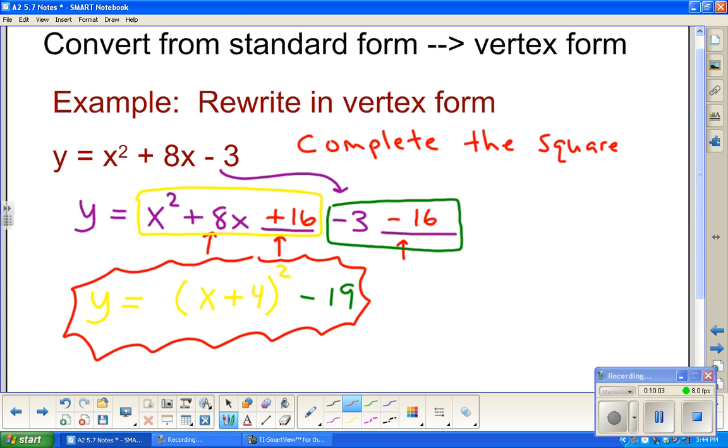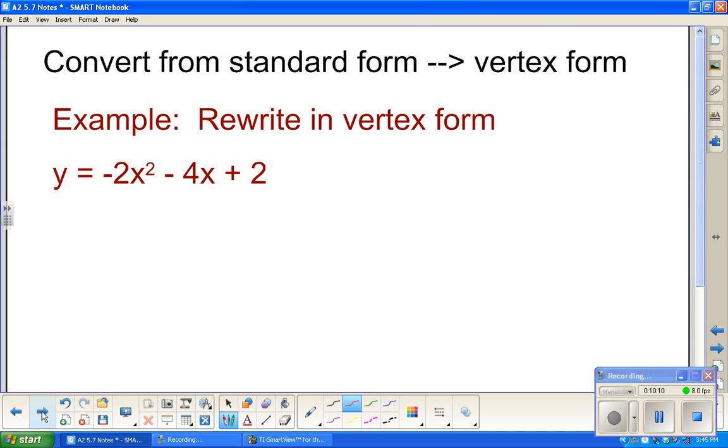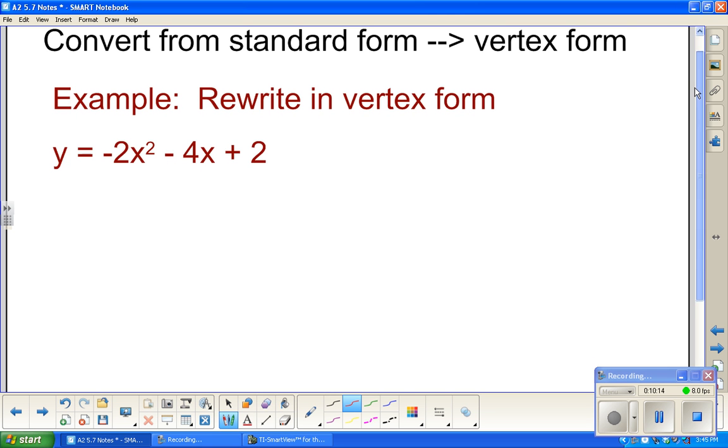Okay, let's do one more. We sometimes have a more complicated problem when the a value is not 1. So I want to be careful and take this one slow. It's going to be the same deal though. We want to take the equation as is. Right now this is standard form, the way that they gave it to us. If we want to change it into vertex form, this is when we use completing the square, just like we just did.